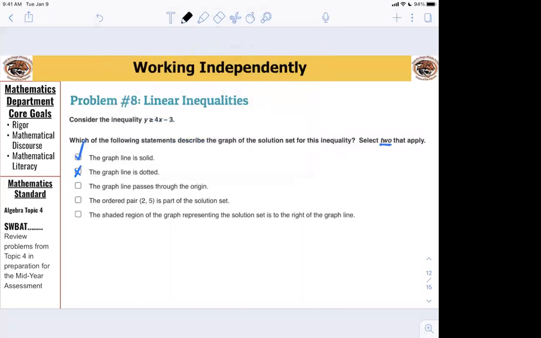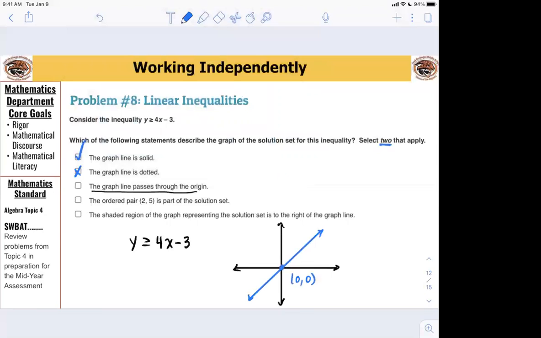So let's go ahead and look at C. If this line passes through the origin, so remember the origin is 0, 0. If it passed through the origin, what would need to be the y-intercept? Think about it. If this passes through 0, 0, what's the y-intercept? 0. Yeah, 0. But we know that the y-intercept of this is what? -3. So we know that my line is actually somewhere down here. So you can basically cross that one out because logically it doesn't make any sense.